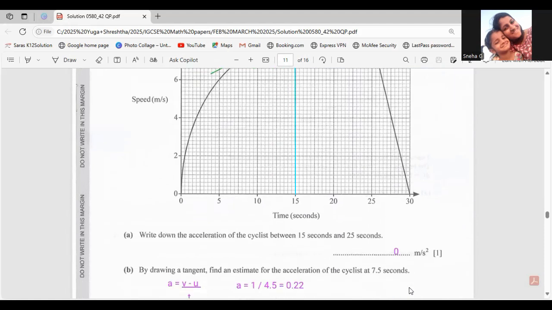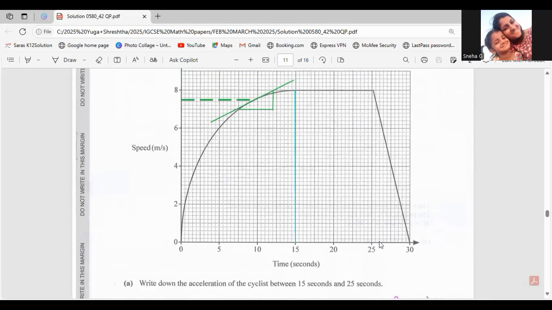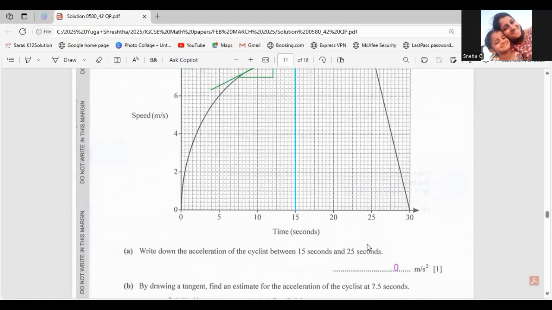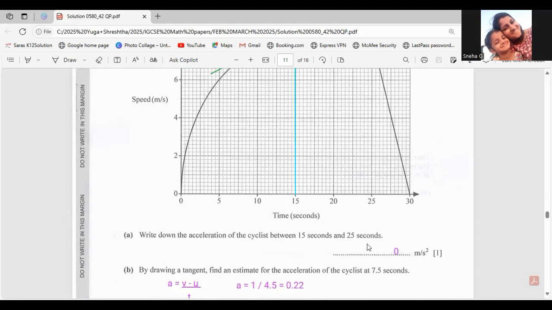You have been given all the data in meters per second. You have to write down the acceleration of the cyclist between 15 and 25 seconds. So 15 and 25 seconds is this, where the cyclist is moving with a constant speed, and at constant speed there is no acceleration, so acceleration is 0 meters per second. By drawing a tangent, find the estimate of the acceleration of the cyclist at 7.5 seconds.